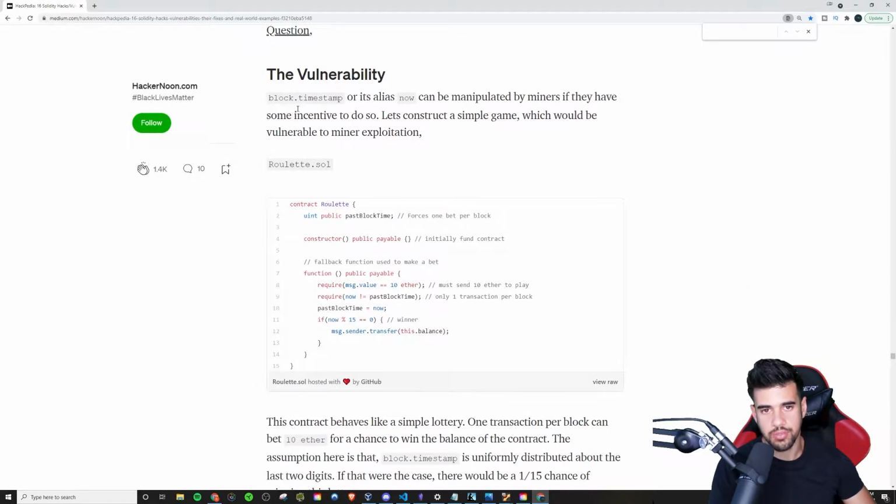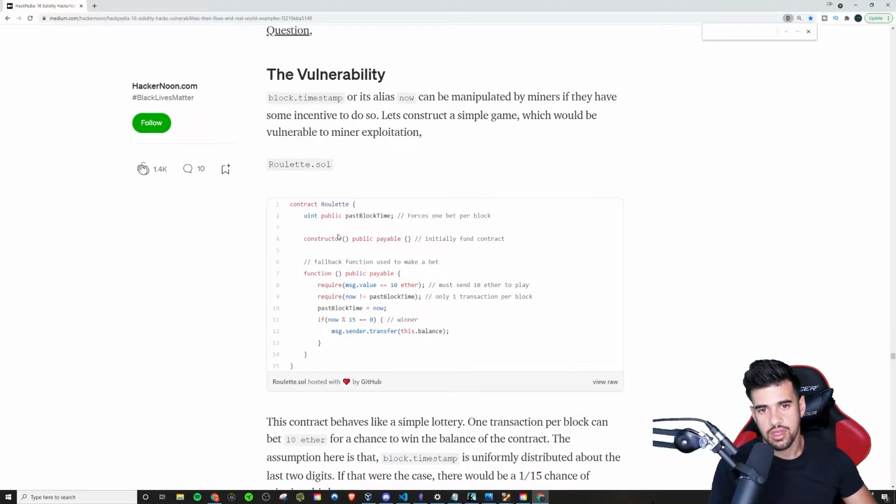The vulnerability: block.timestamp, or its alias now. So when we're looking at the code, just know that if you see the keyword now, that's just a shorthand for block.timestamp. They're essentially the same thing. But they can be manipulated by miners if they have some incentive to do so.